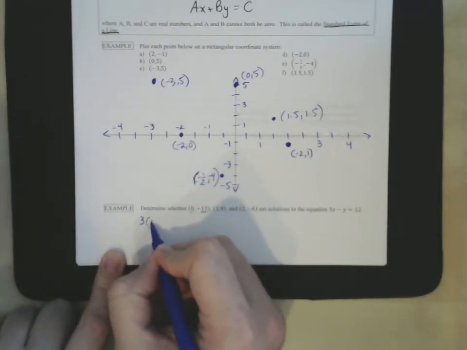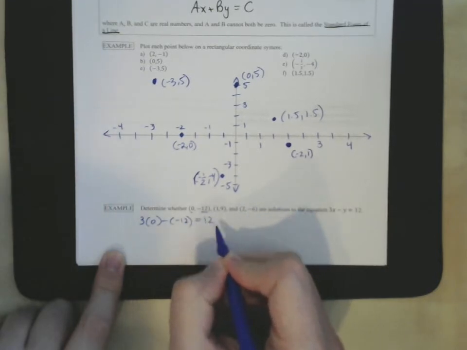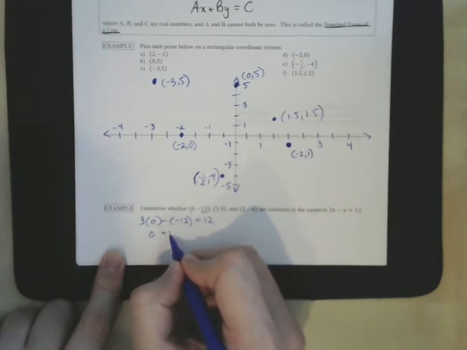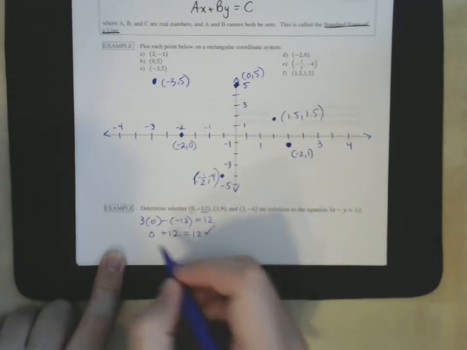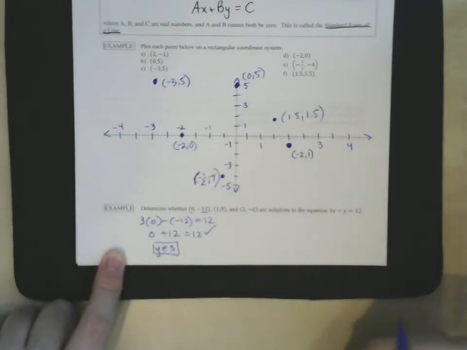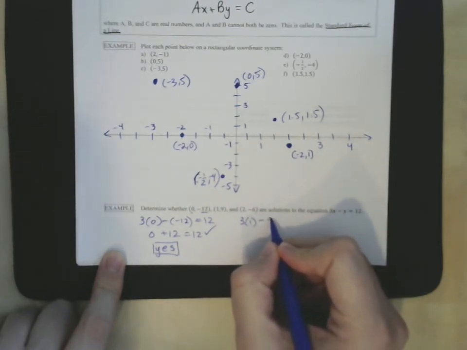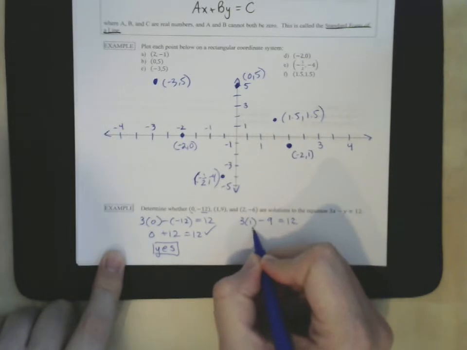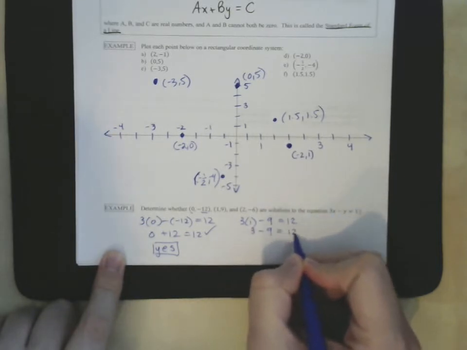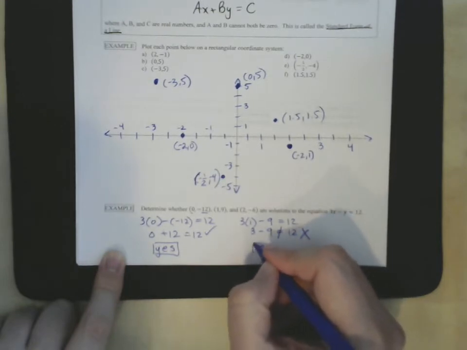So this first one would be 3 times 0 minus -12 should equal 12. 0 plus 12 equals 12. Yes, it does. So yes, this is a solution. For the next one, we have 3 times 1 minus 9 should equal 12. Is 3 minus 9 equal to 12? That's a no, so this is false, which means that no, this is not a solution.